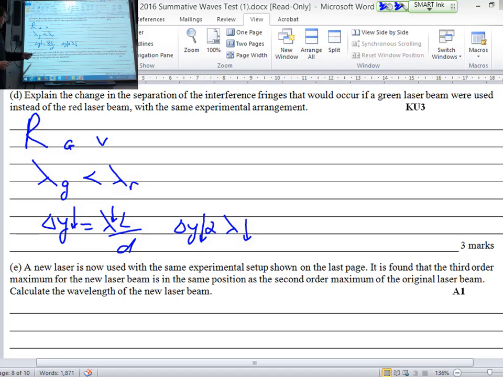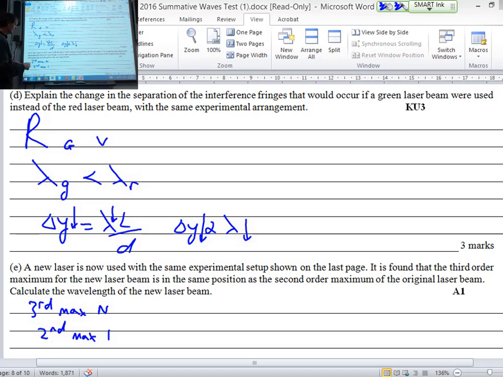All right. Now then we use a new laser with the same experimental setup, and it's found that the 3rd order maximum for the new one is the same position as the 2nd order maximum for the original, for the first one you used. And they want you to calculate the wavelength of the new beam.